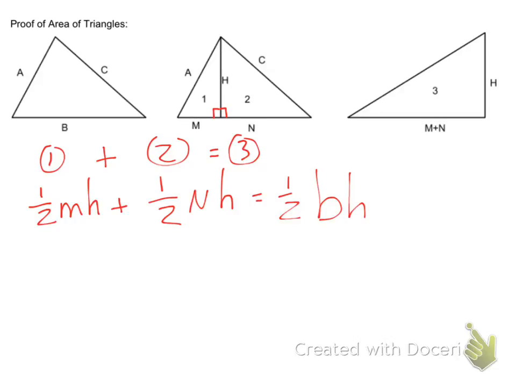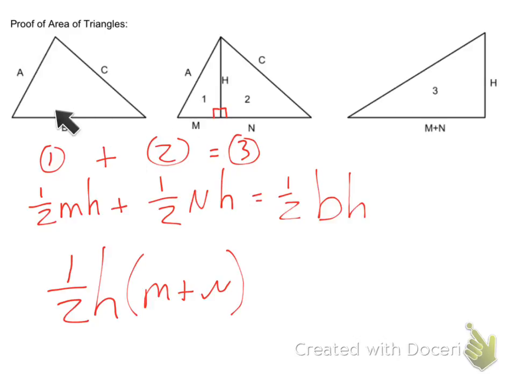Can I factor the left-hand side? What's in both of these? 1/2 and H. So let me take the 1/2 and the H away. Wouldn't you see that you're left with M plus N? And what is N plus M? It's B. When I put the pieces back together, I get the original problem back. So that's why you get 1/2 H times B, or 1/2 base times height. Just a little bit of proof there.